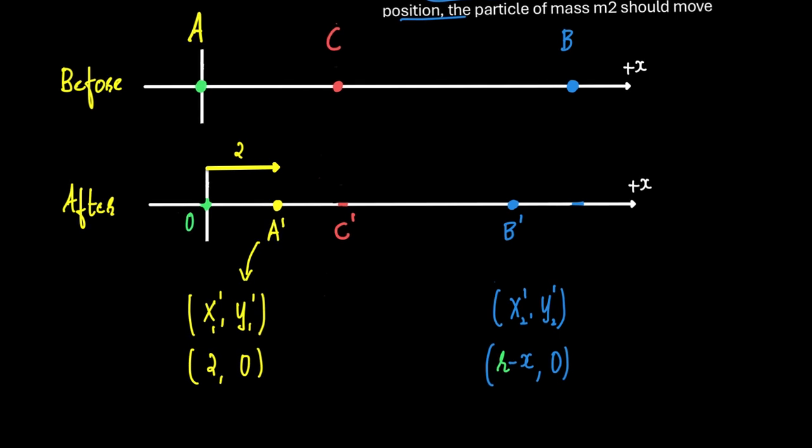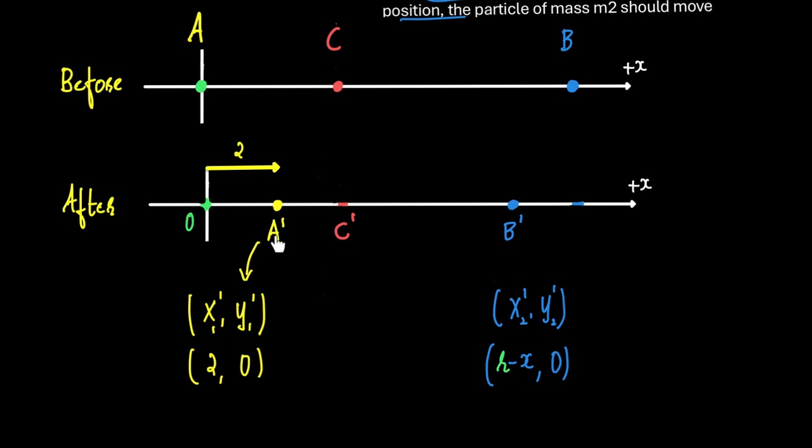So I have drawn two diagrams here, two graphs, one which is before, the other which is after. Before, we have the positions of M1 as A, M2 as B. After moving, we have the positions of M1 as A dash and M2 as B dash, and the center of mass as C dash.